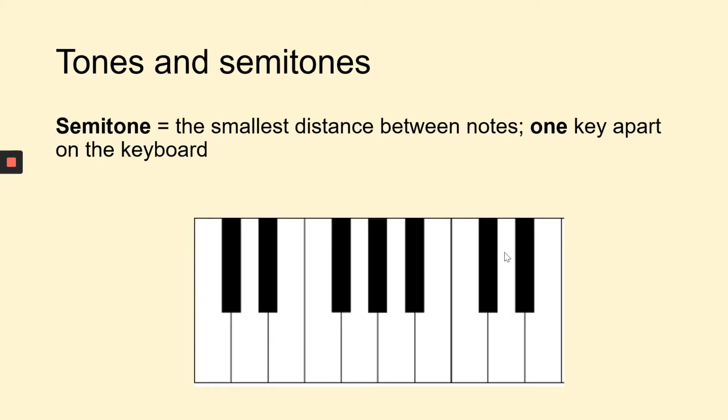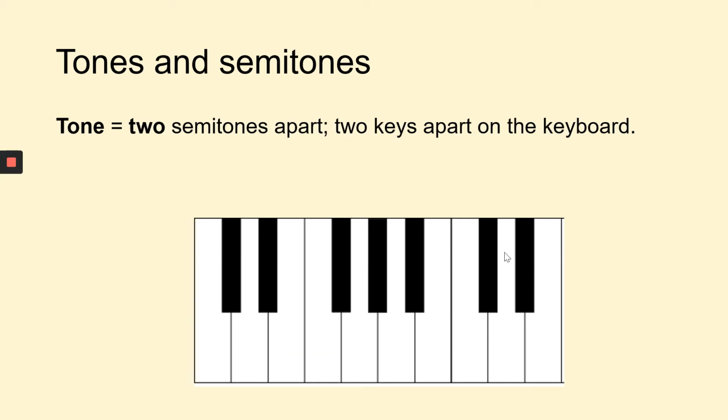A semitone is the smallest distance between two notes, one key apart on the keyboard, for example, C to C sharp, G to G sharp, or E to F. A tone is just a distance of two semitones, or two keys apart on the keyboard, for example, going from C to D, G to A, or E to F sharp.